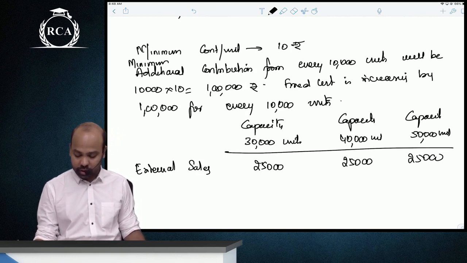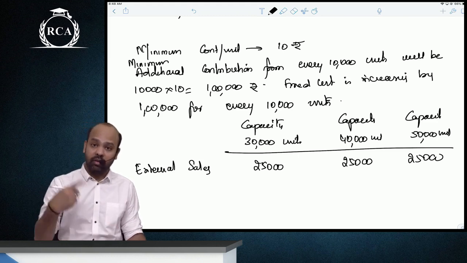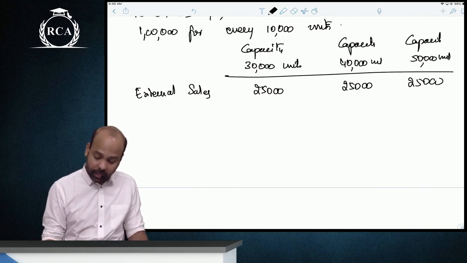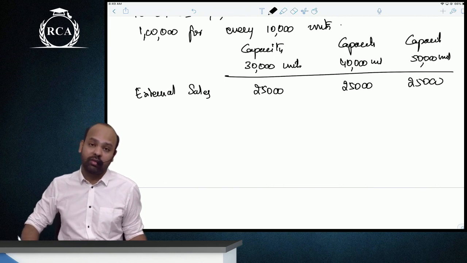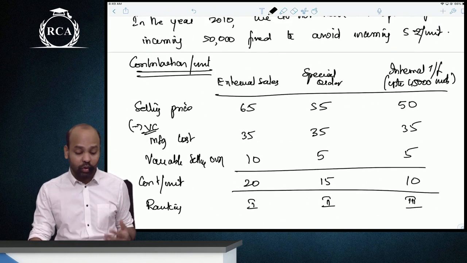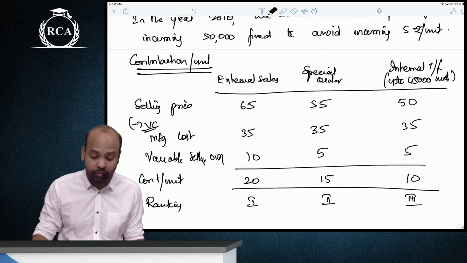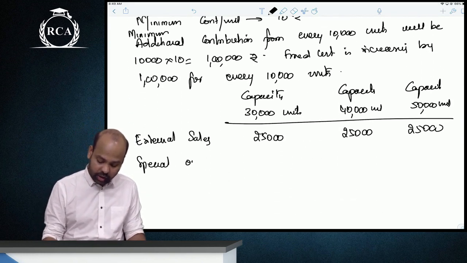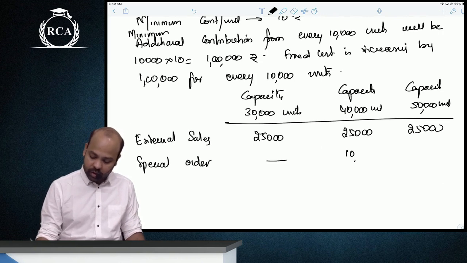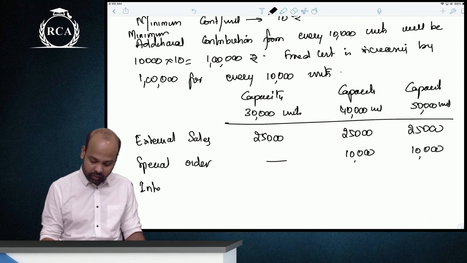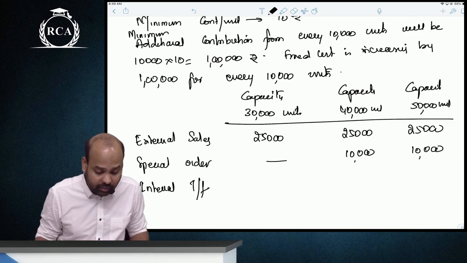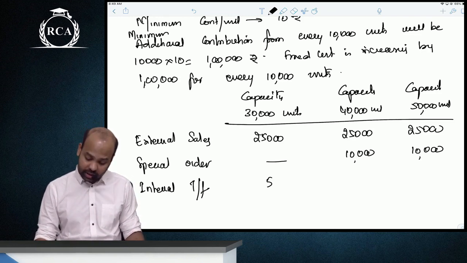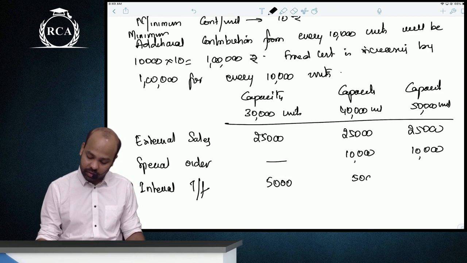Alternative 1 is capacity of 30,000 units, and there is another alternative which I will tell you at the end. Don't take tension. I obviously cannot accept the special order here. Remember, a special order is to be accepted in full or rejected in full. So the special order will not come here, but here the special order can come. The balance will be internal transfers. So here I'll transfer internally.